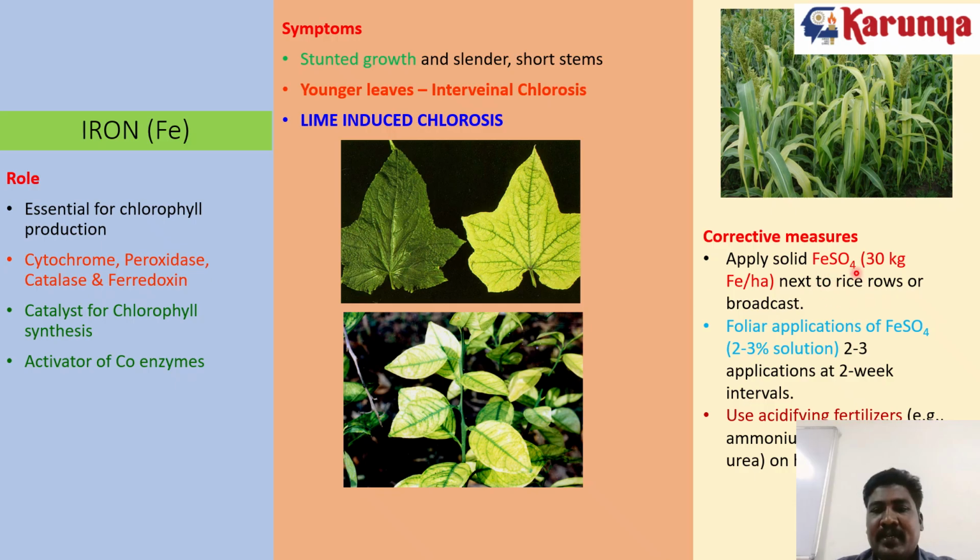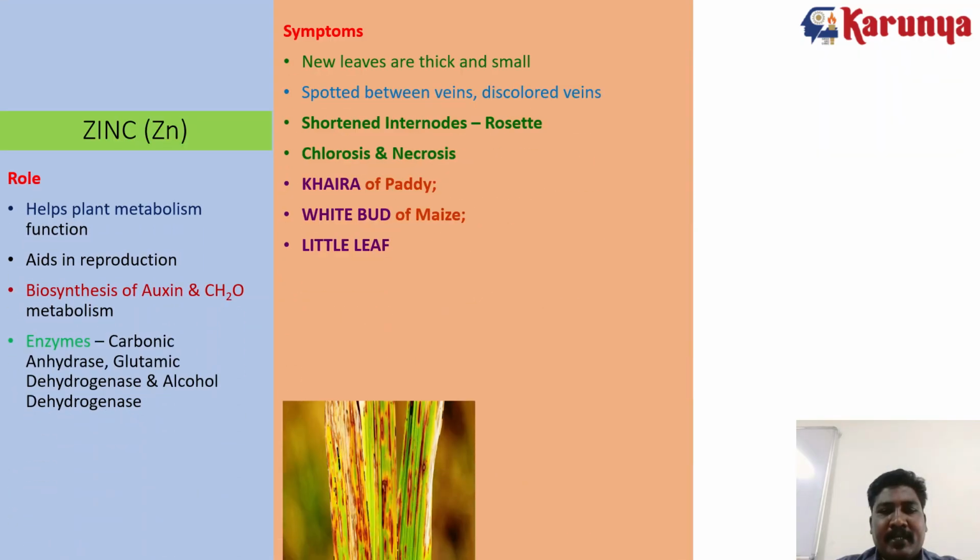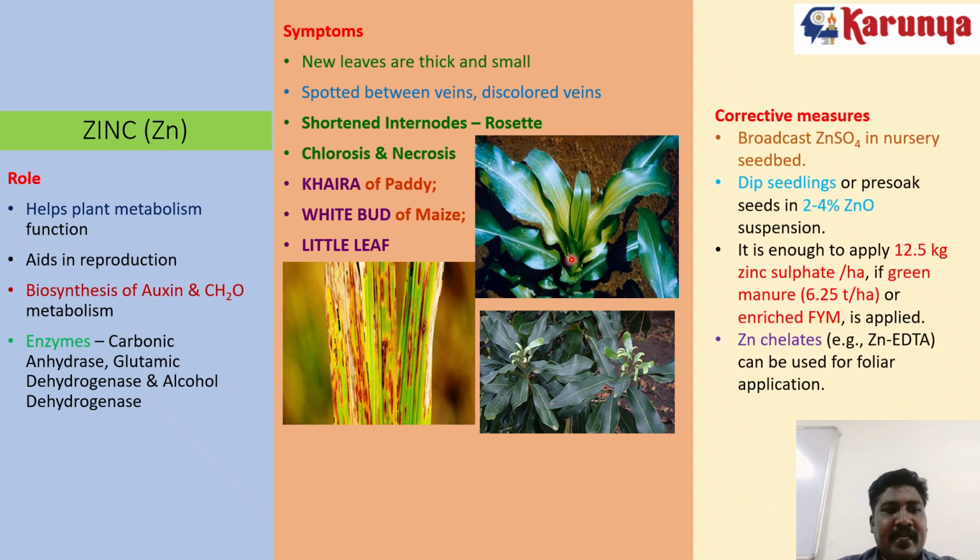Corrective measures: apply solid iron sulfate. You can go for foliar application. Then acidifying fertilizer you can apply to manage the iron deficiency from the soil. And coming to the zinc deficiency, it helps in plant metabolism function, aids in reproduction, biosynthesis of auxin, and enzymes such as carbonic anhydrase, glutamic dehydrogenase, and alcohol dehydrogenase are activated by this zinc.